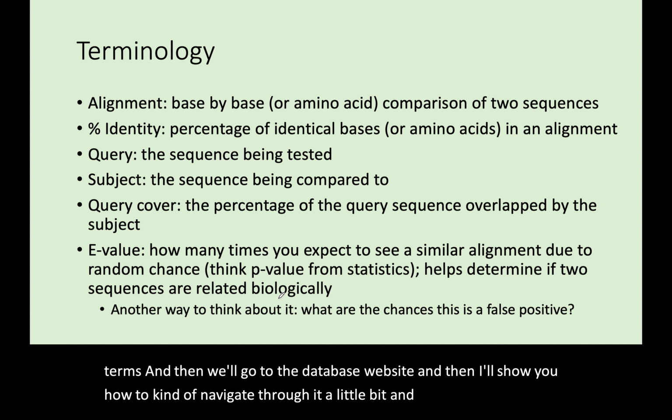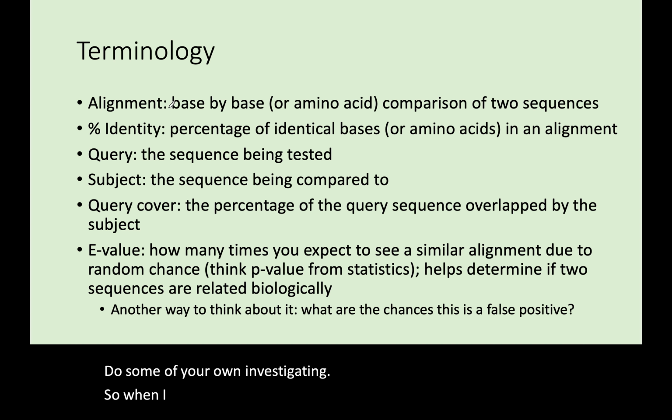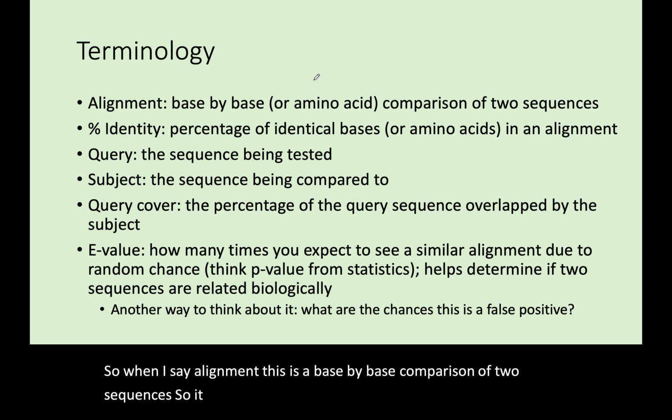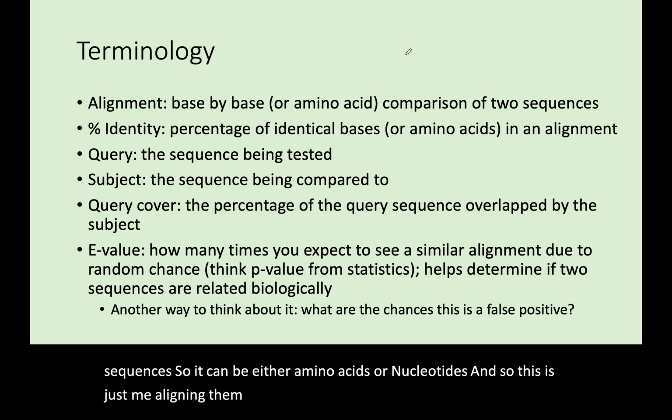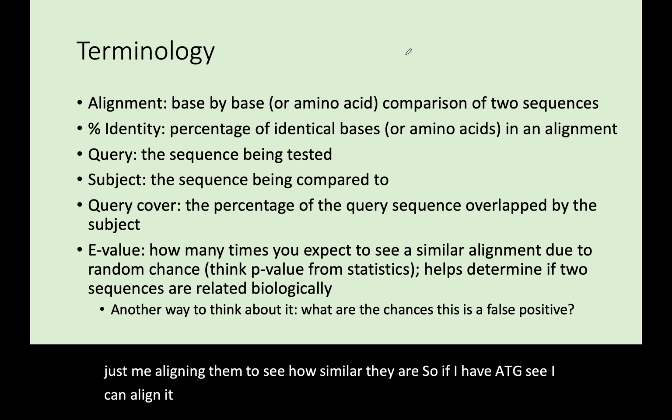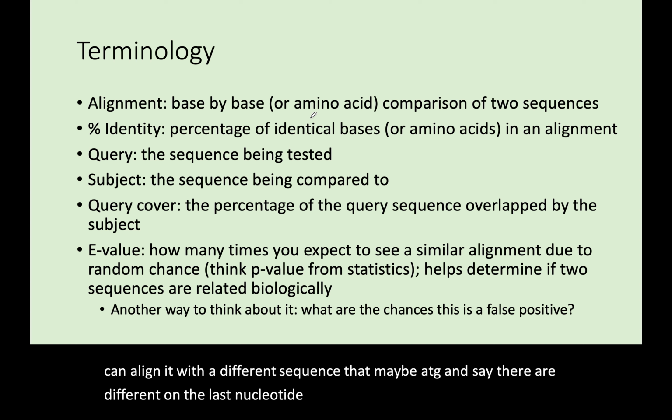Okay, so when I say alignment, this is a base by base comparison of two sequences. It can be either amino acids or nucleotides. This is just me aligning them to see how similar they are. So if I have ATGC, I can align it with a different sequence that may be ATGG and say, hey, they're different on the last nucleotide. Same thing with amino acids.